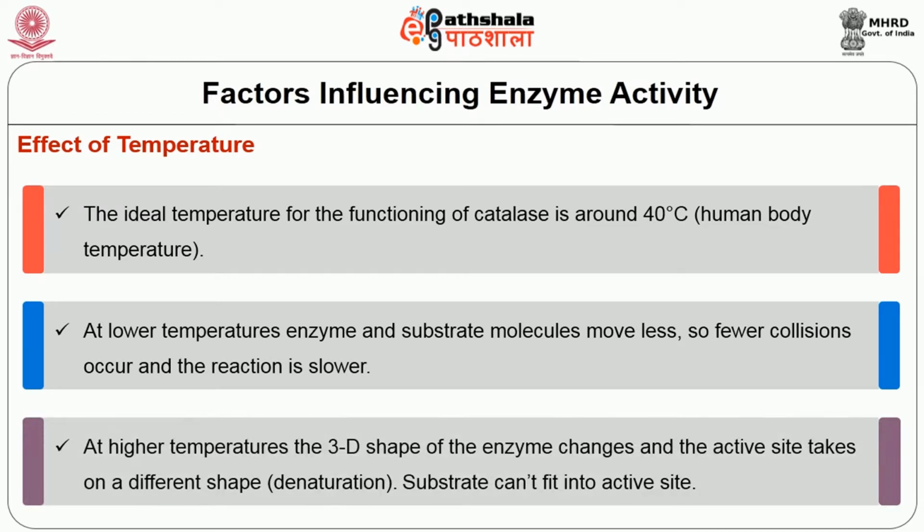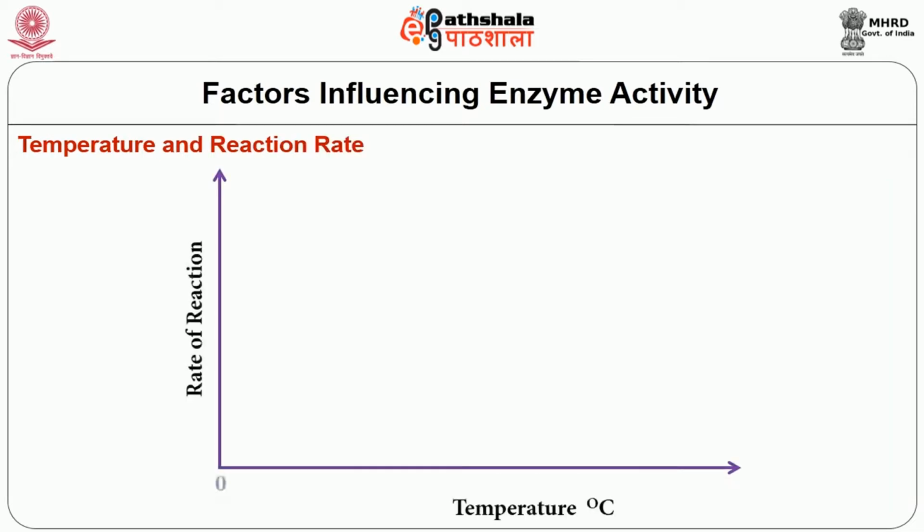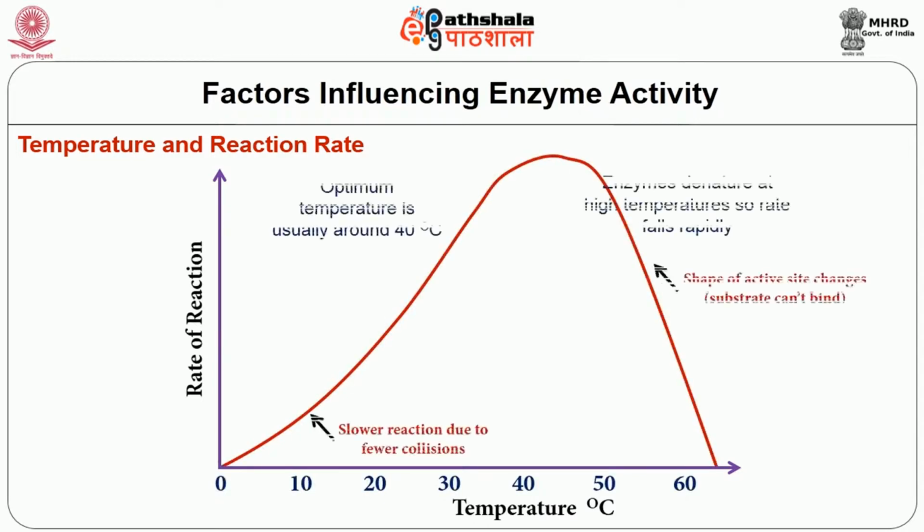And at a higher temperature other than the optimum temperature, the 3D shape of the enzyme changes and the active site takes on a different shape, which we commonly call denaturation, and the substrate cannot fit into the active site anymore. The effect of temperature on the reaction rate is described using a bell-shaped curve. We have an optimum temperature at which the enzyme can exhibit optimum activity. Below this temperature and above this temperature, there is alteration in the shape of the enzyme leading to a reduction in the rate of enzyme activity.